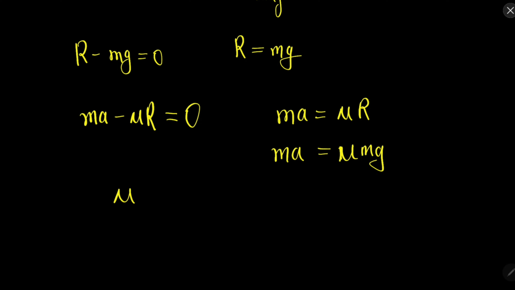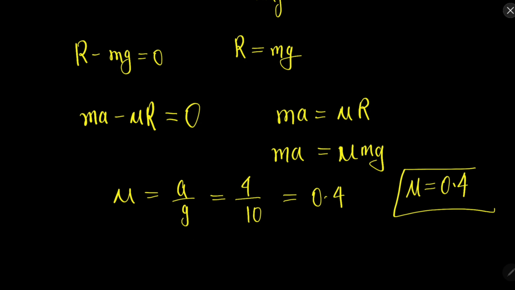So mu will come out to be a upon g, which is 4 upon 10, which is 0.4. So mu is 0.4.